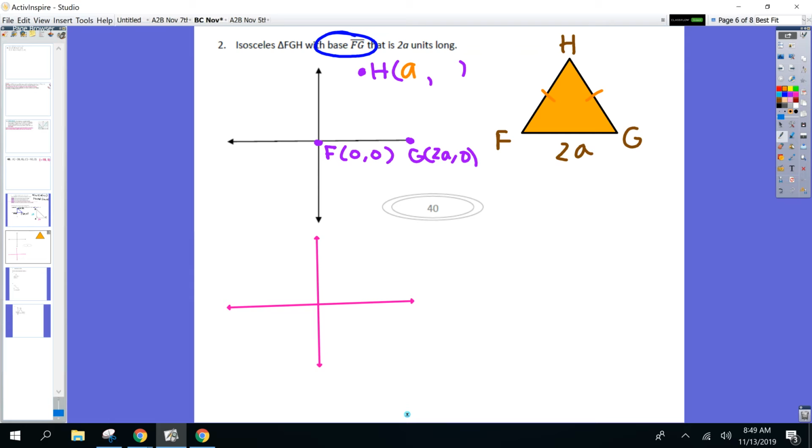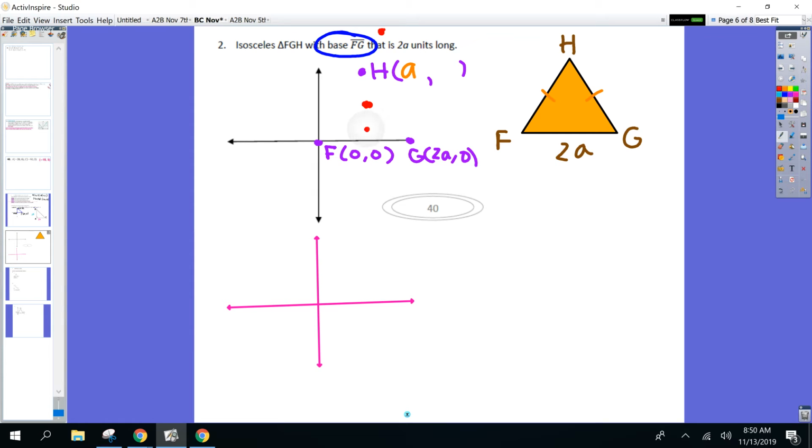Well, it can't be 0. Why can I not put 0 there? It's not on the y-axis. All right, so let's talk. What about that y coordinate? Let's say I put H right here. Is it still isosceles? Yeah, it's still isosceles. What if I put H way up here? Still isosceles, as long as it's got x coordinate of A, that's fine.